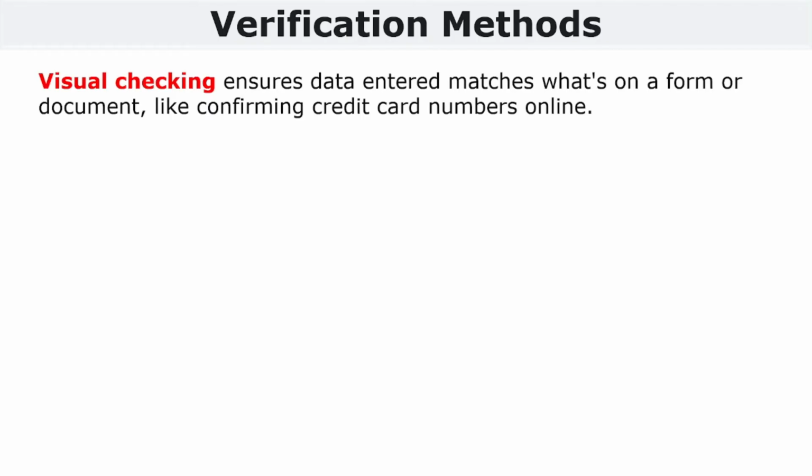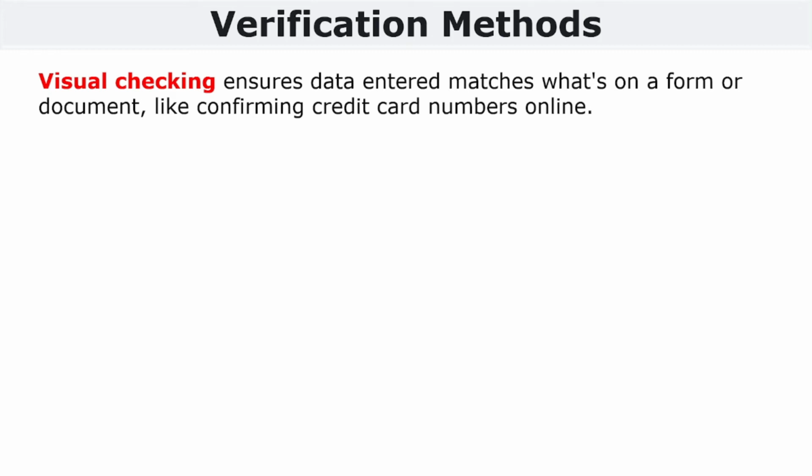Now we move on to verification. So we have validation and then we have verification. So verification simply means that you want to look at visually checking to ensure that whatever you have on the form is what you're entering into a system. So that has to do with visual check.